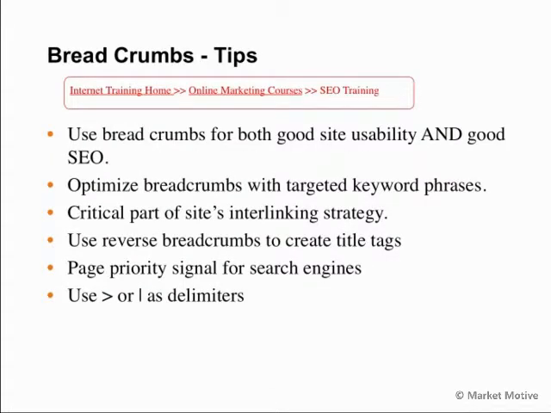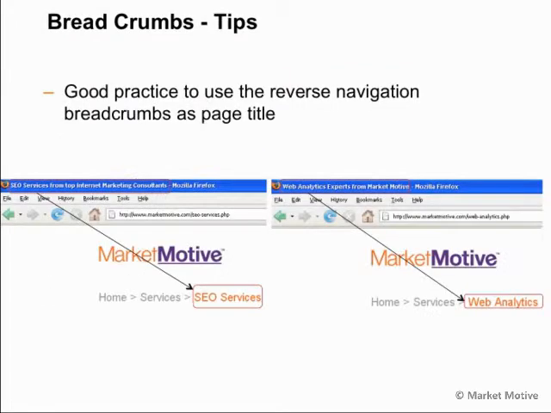It's somewhat important to optimize with your targeted key phrases. You don't want to go overboard here. Internet training home might be an example of going overboard. We might want to just make that home, but we could go either way on some of the pages. We talked before about using reverse breadcrumbs for titles, and the same holds true here. We want to use the reverse of our title tags for our breadcrumbs, using the greater than symbol or the pipe. These are some of the best delimiters for breadcrumbs. It's good to use, again, the reverse navigation of your title tag, and here's a couple examples of how we would do that.